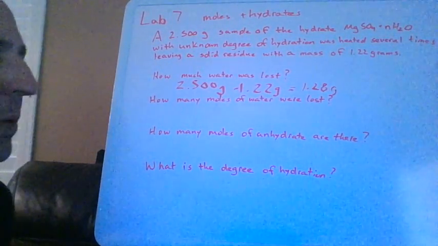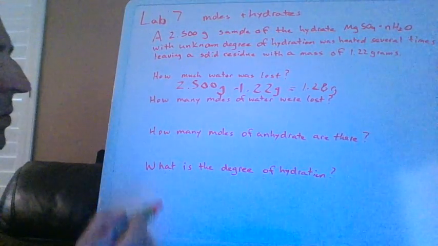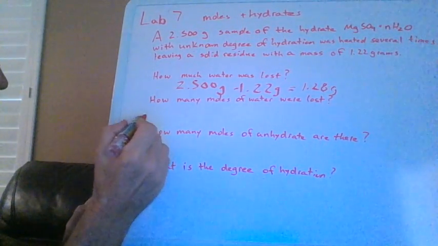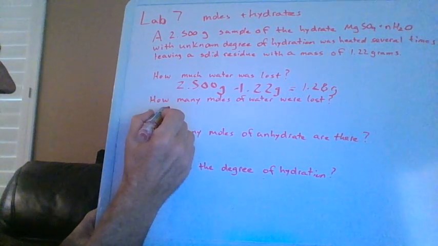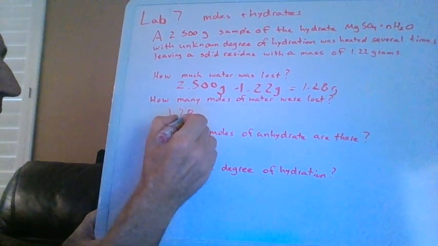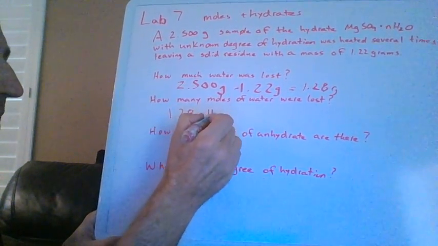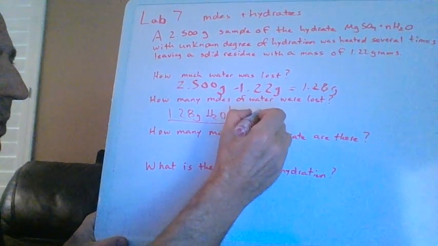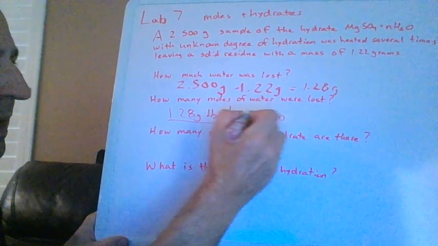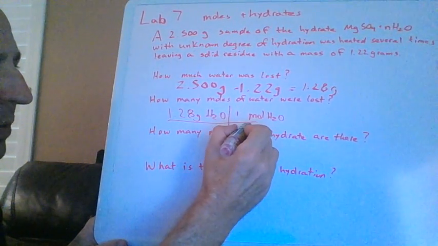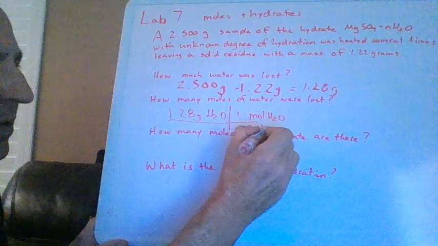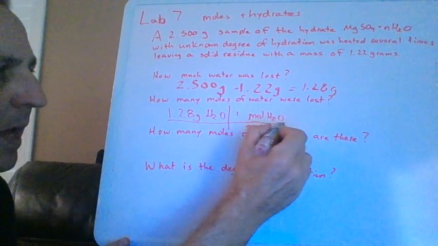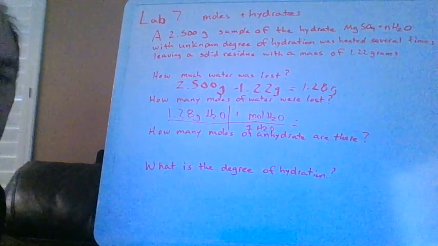Now we want to know how many moles of water were lost. So remember from our mole map that we can go from the mass of water. We have 1.28 grams of water, and what we want are moles of water, so we want moles of water on top, and we need grams of water on the bottom. So what we need to do is find the molar mass of water. How much does 1 mole of water weigh?